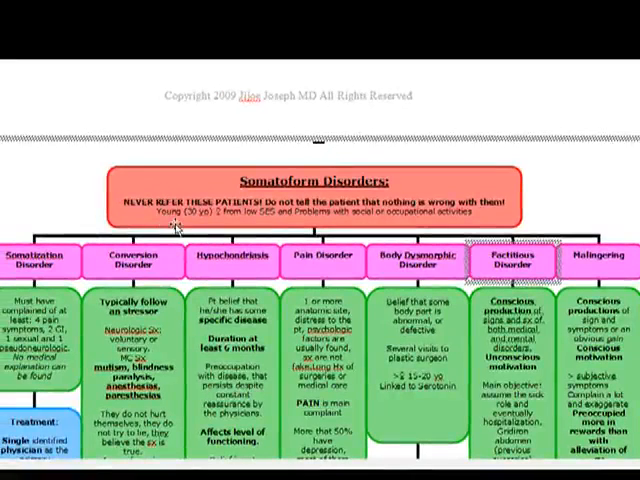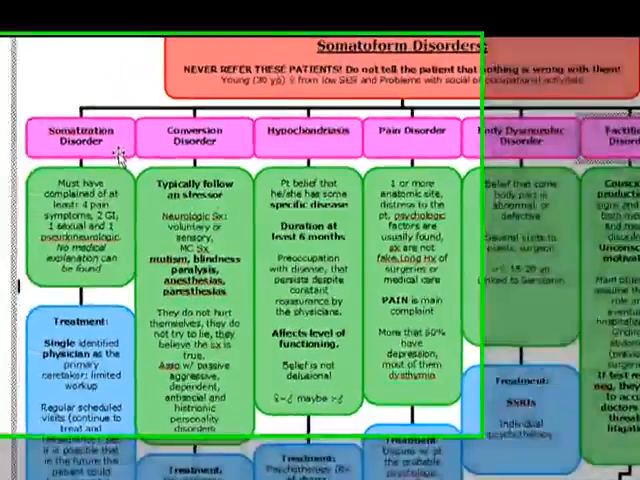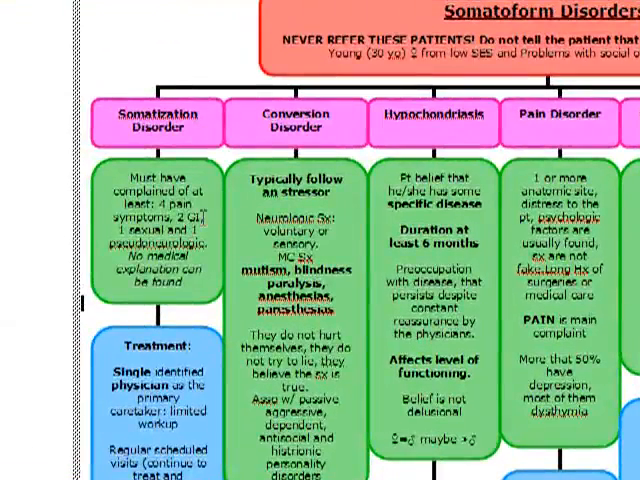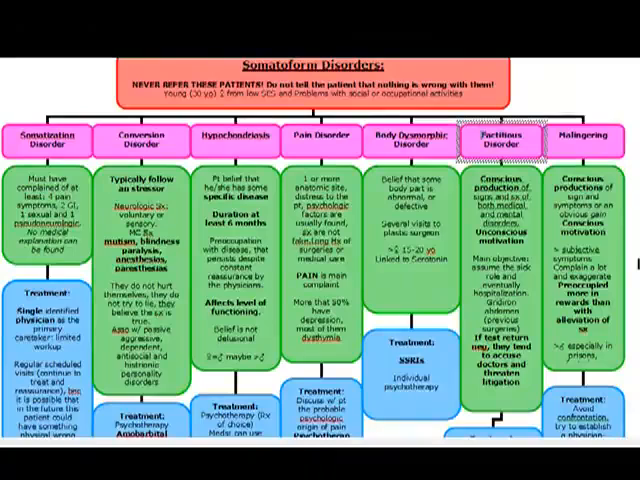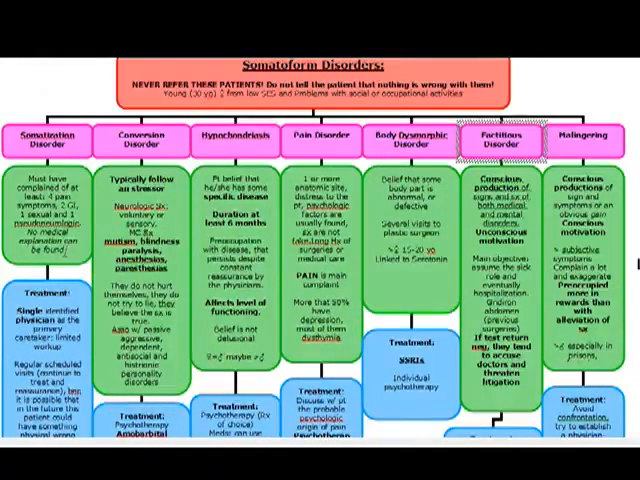Our prototypical patient is going to be the 30-year-old patient who's a female from a low socioeconomic status with problems in her social or occupational activities. Let's start out with somatization disorder. Somatization disorder, what's the most important thing to know? The diagnostic criteria. The patients must have complained of at least 4 pain symptoms, 2 GI symptoms, 1 sexual and 1 pseudoneurological symptom with no medical explanation.